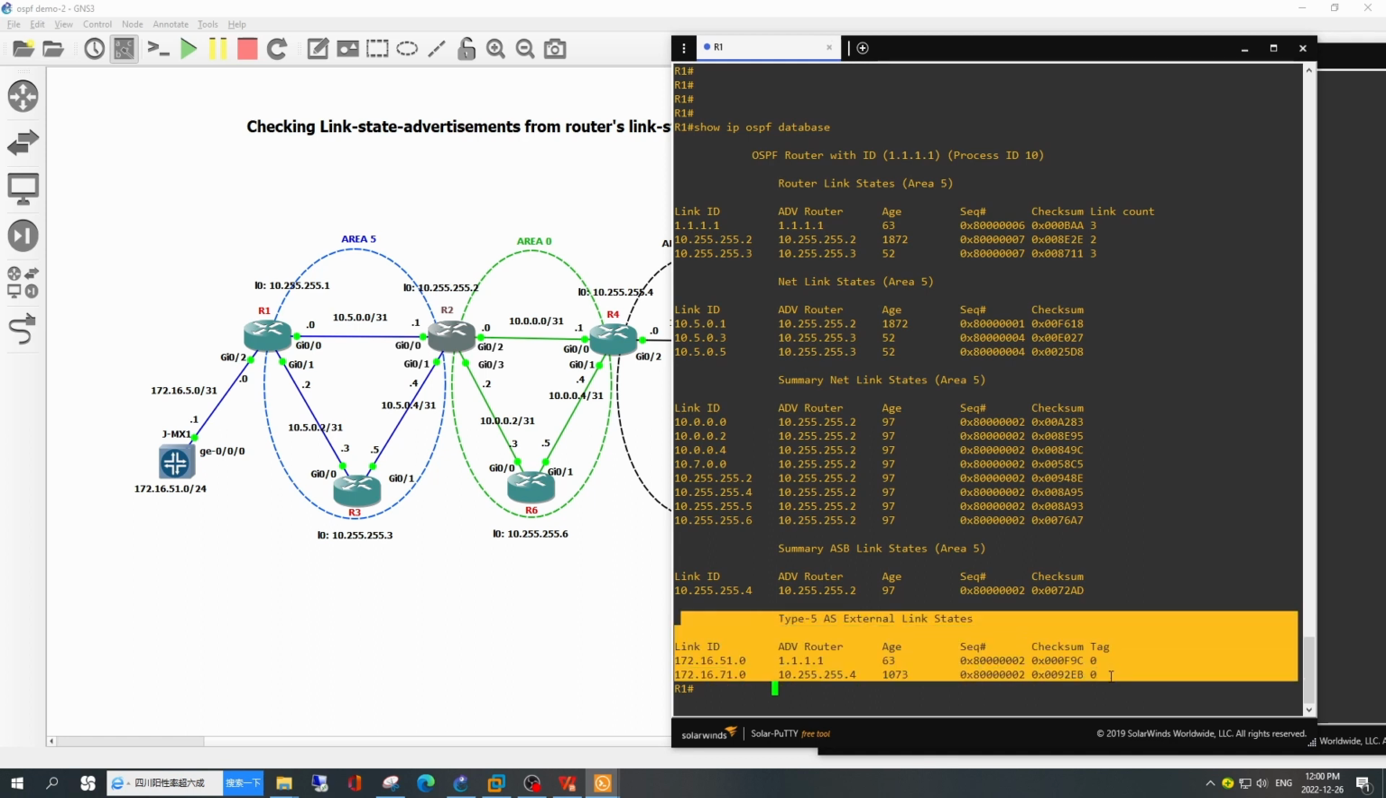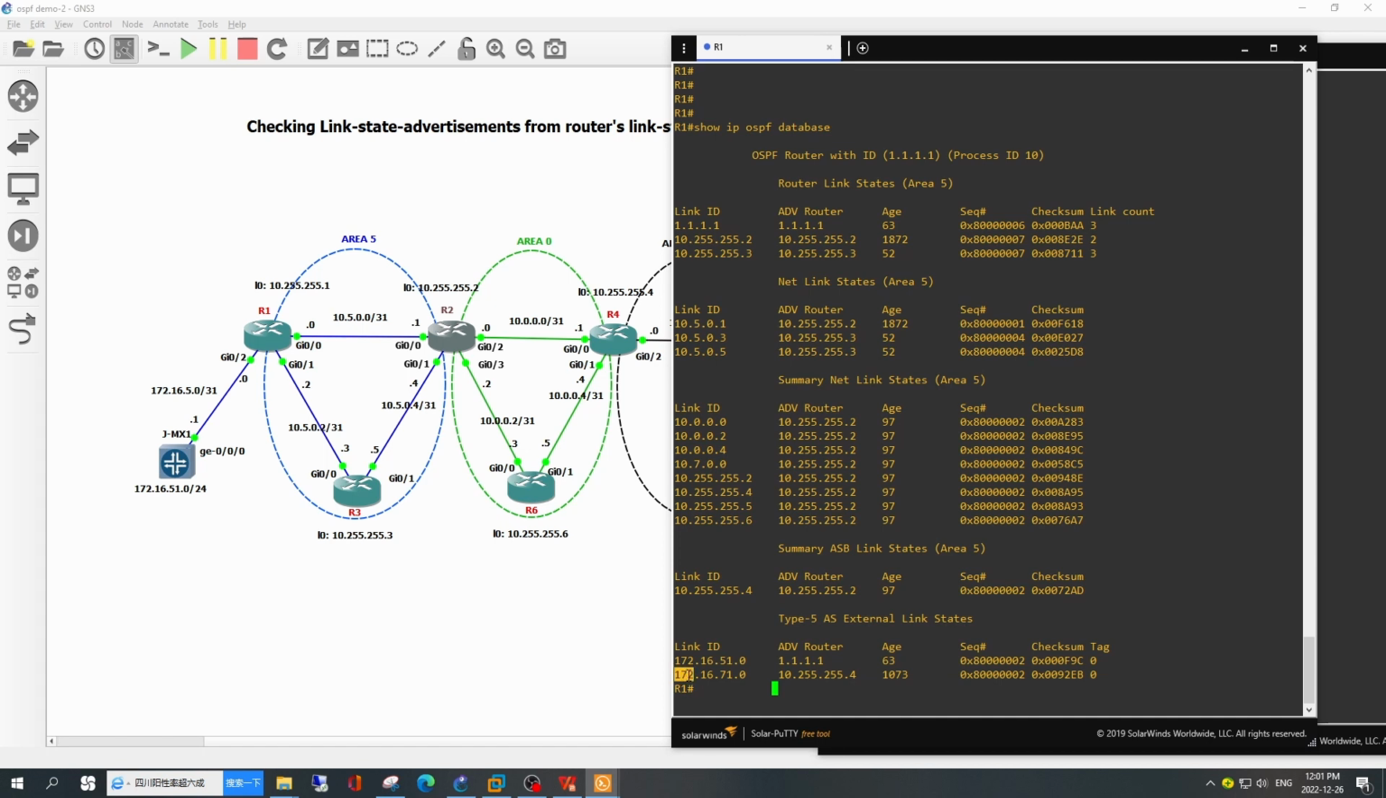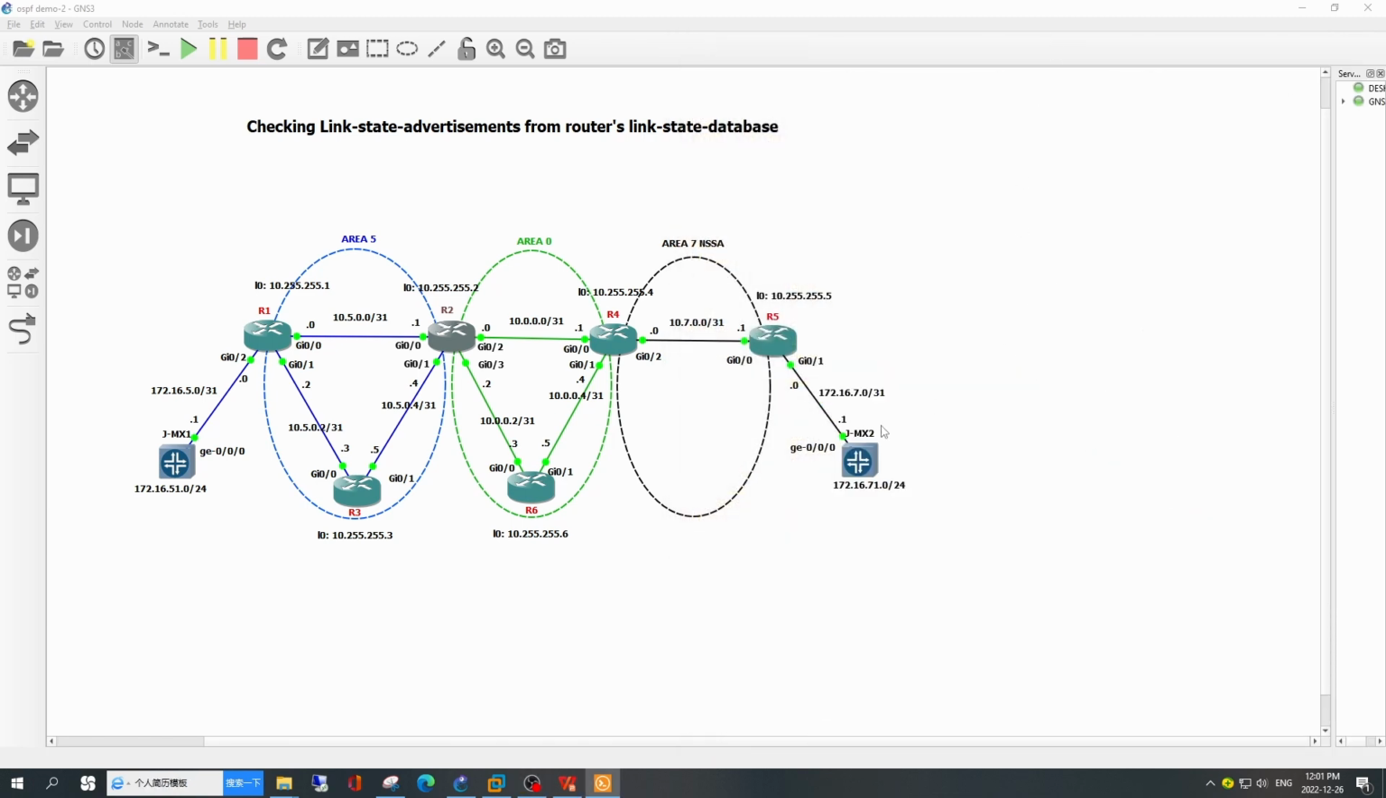Two type 5s are listed here. Why two type 5s? The first is generated from the right-hand side regarding the network 172.16.51.0. This type 5 is generated by R1. Another type 5 is 172.16.71.0, on the right-hand side here. This external network is redistributed into the not-so-stubby area, then propagated all the way back to this standard area, area 5.